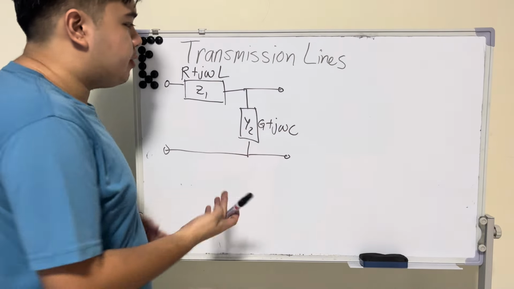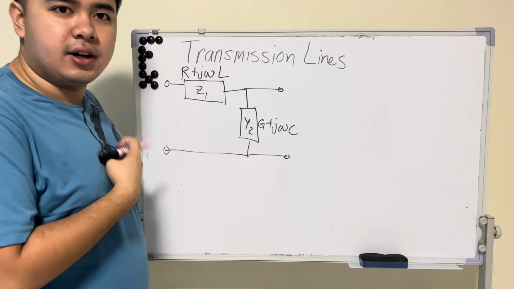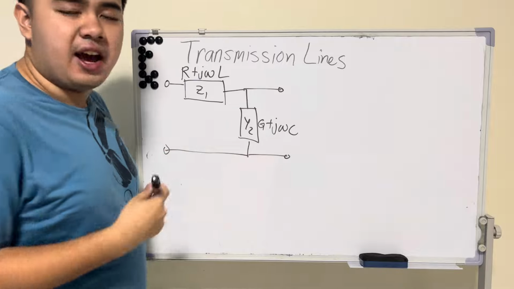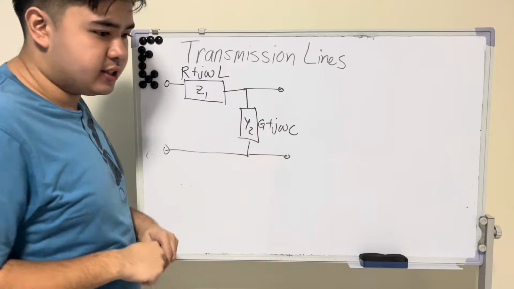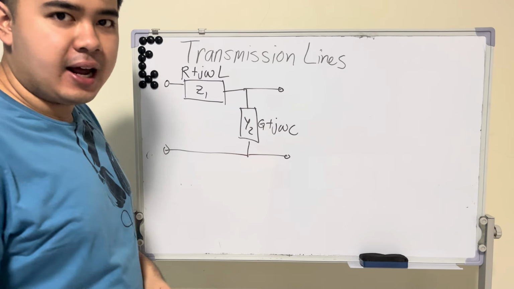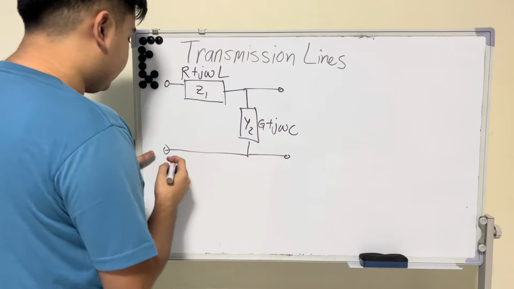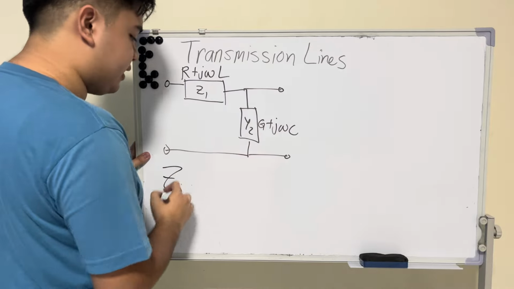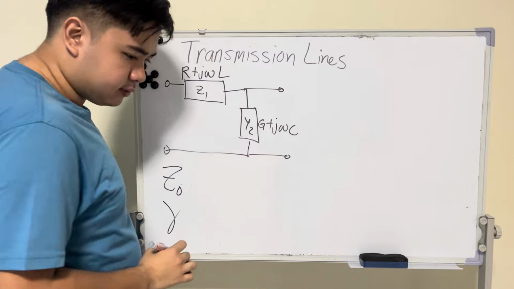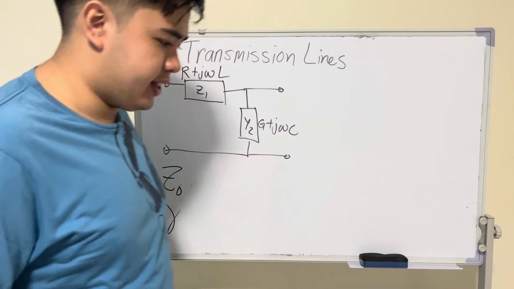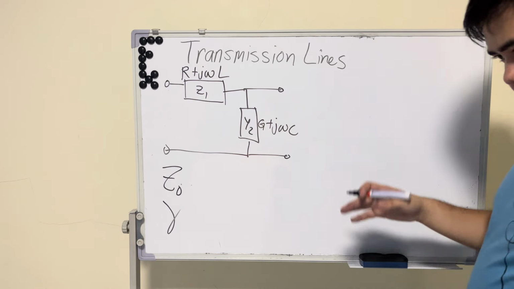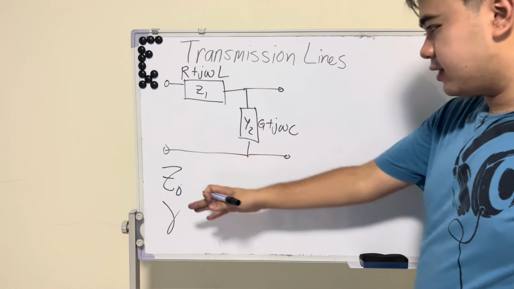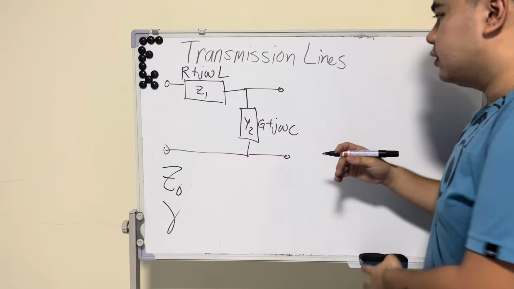Alright, now that we have the primary parameters of the transmission line arranged like this, it's time for the secondary parameters. And we have two. That is the characteristic impedance and the propagation constant. Now, let me just tell the formulas of both of these.